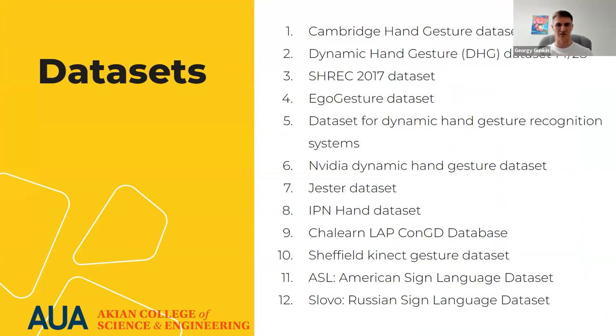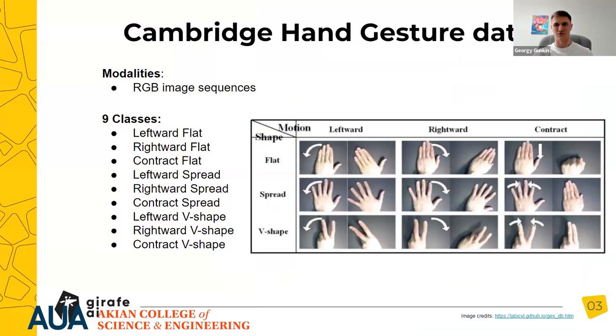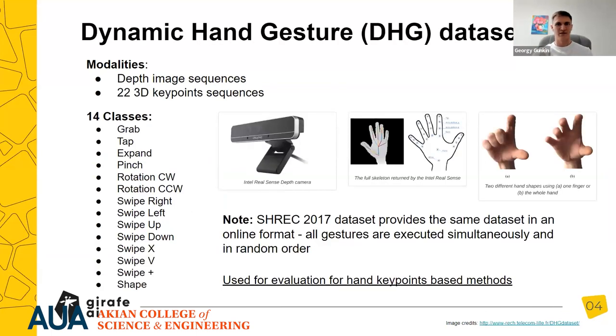So the data sets that we found are basically here. We'll go over them quickly. First is the Cambridge hand gesture data set. It's a very simple data set, 9 classes and only RGB image sequences. They are executed on a dark background.